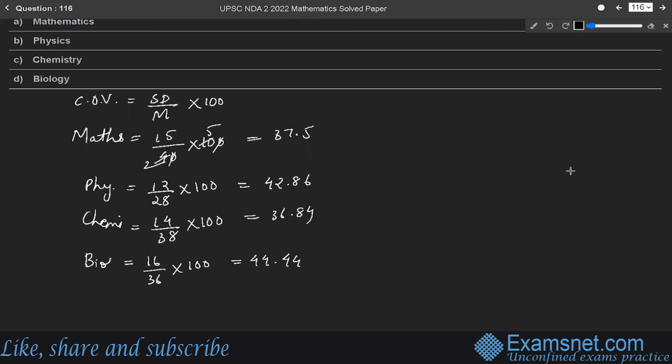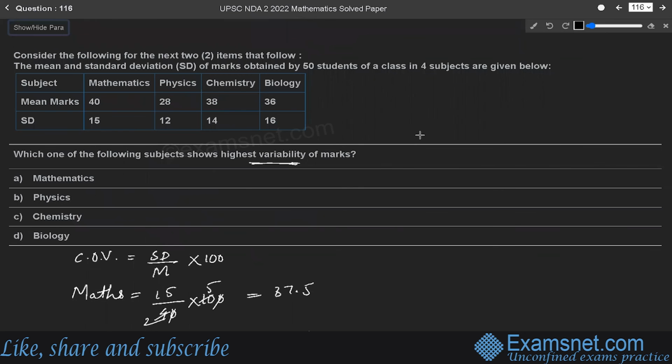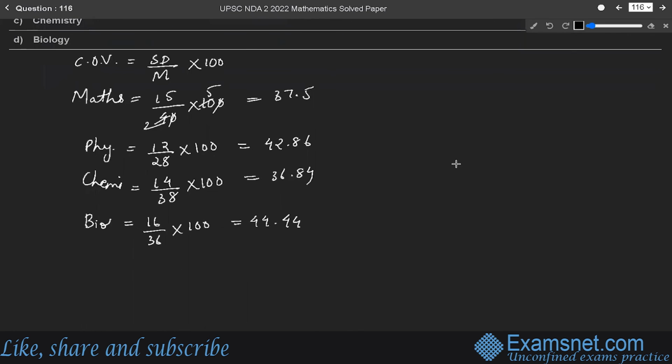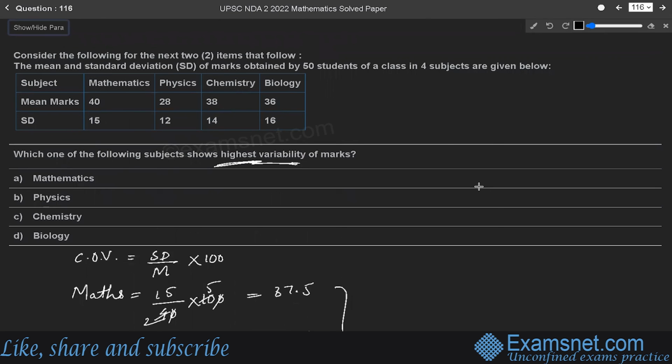You can also calculate and see further. Now you have to look for the highest variability, meaning among all these numbers, which is the highest number. It is 44.44, which is for biology. So biology has the highest variability. Therefore, option D is correct for this question.